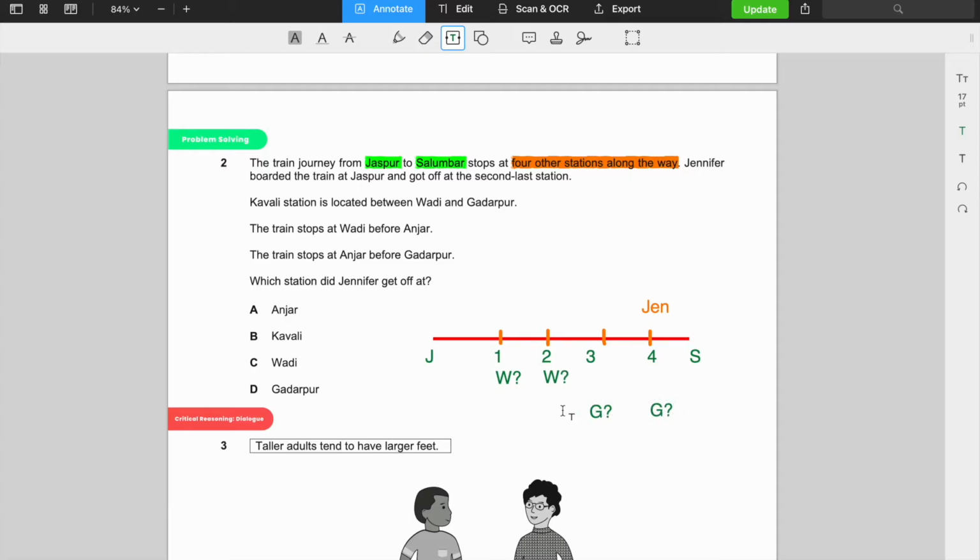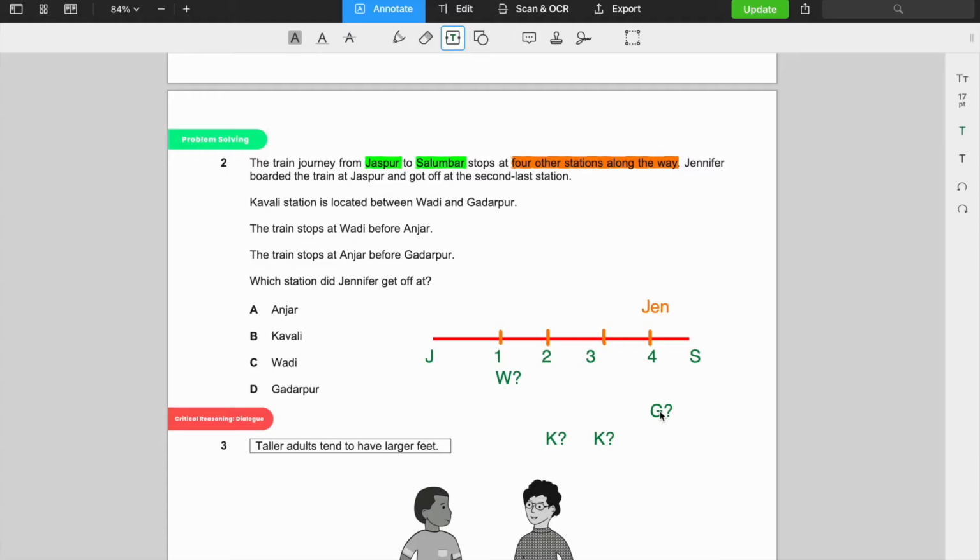Now this is all tentative, we don't have enough information right now. And then as for Cavally, it could either be here or here. So again, not enough information, that's why we put a question mark. But it says the train stops at Wadi before Anja. Okay, stops at Wadi before Anja. So we can't have Wadi here because if Wadi was here, then that means Cavally has to be here, Gadapul has to be here, but there's no space for Anja. So that means Wadi can't be there, okay? And it says the train stops at Anja before Gadapul. So Gadapul can't be here because if Gadapul was here, then it would be W, C, G and there would be no room for Anja to stop.